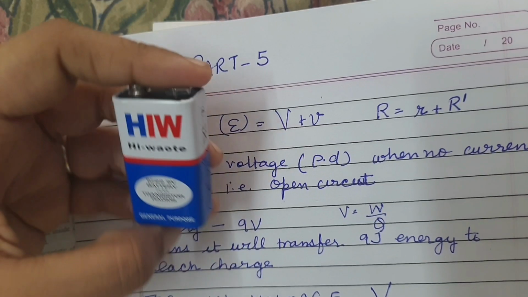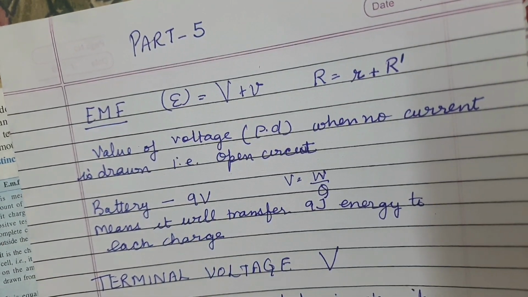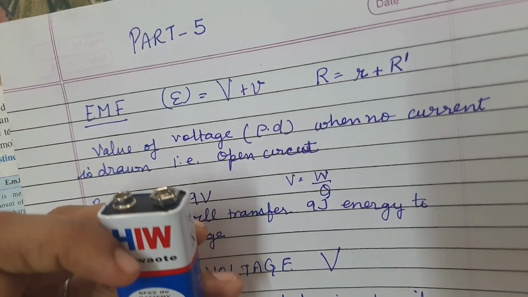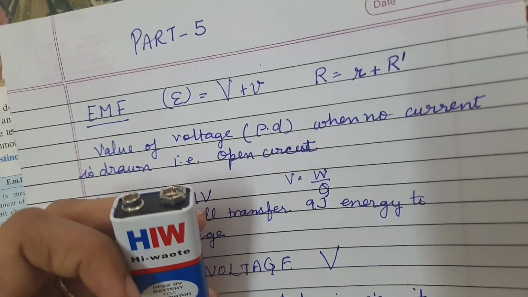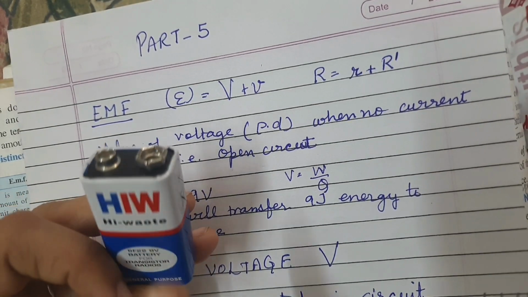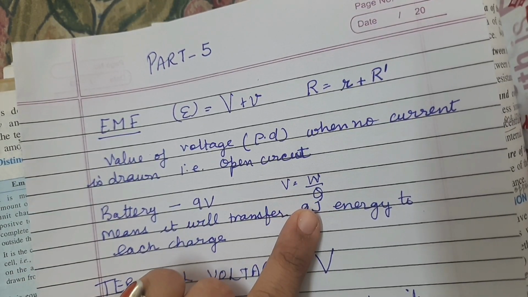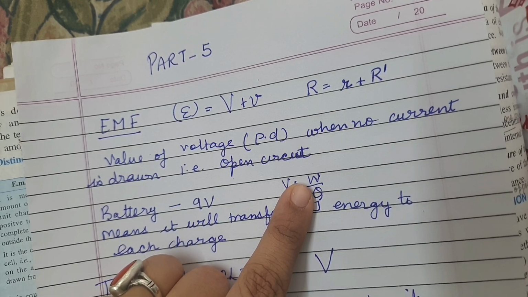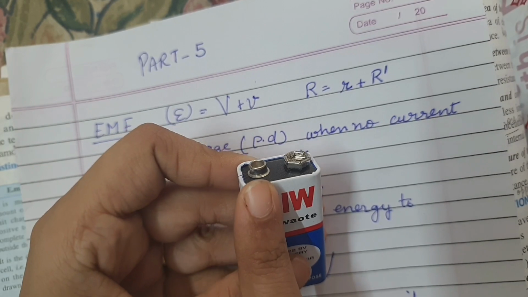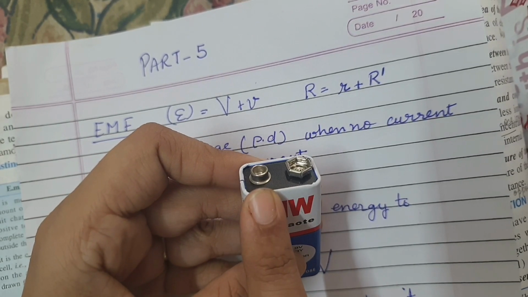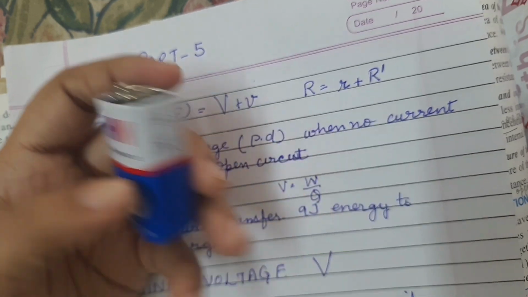Now, for example, if it is written 9 volt, what do we mean by 9 volt? It means this particular battery is going to transfer 9 joule of energy to each and every charge passing through these two terminals, right? Why? Because we know the formula for V is work done by charge. So work done to move a particular charge from one point to another. From here, the EMF is what offers the charge the work to move from this point to this particular point, right?